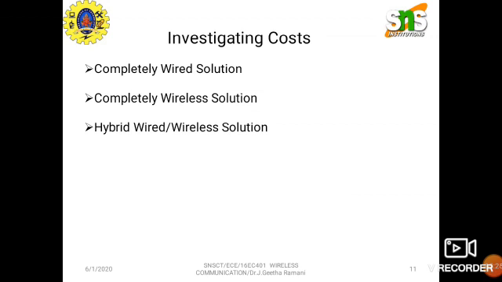Next, investigating the cost. It can be a completely wired solution, or a completely wireless solution, or a hybrid, a combination of both wired and wireless solutions.